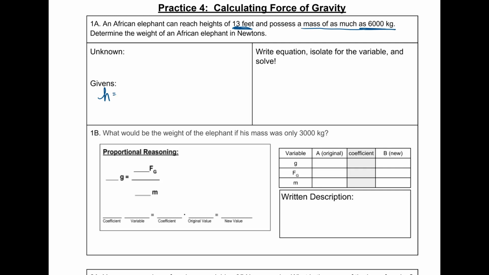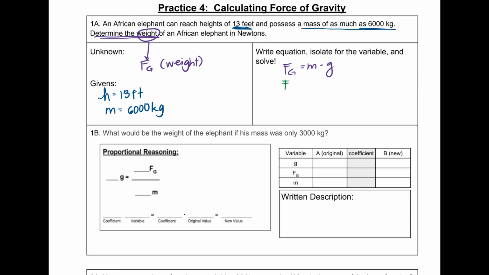Okay, so we have height is 13 feet, and we have a mass of 6,000 kilograms, and the question wants to know, determine the weight. Okay, so weight, remember, is Fg. Anytime you see the word weight, think of it as the force of gravity between the earth and that object. So the equation that we found in class or during our lab was Fg is equal to mass times our gravitational field strength.